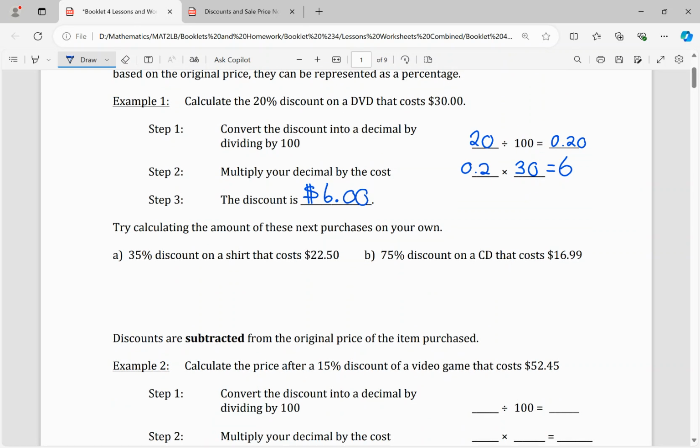These next two examples are very similar, so pause the video, take a second to complete them, and then press play to make sure that your answers match mine.